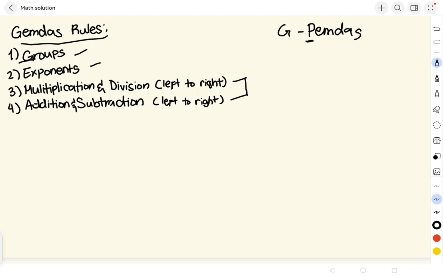So G is for groups, E is for exponents, M and D are for multiplication and division, and we always start with left to right. And then addition and subtraction, left to right.